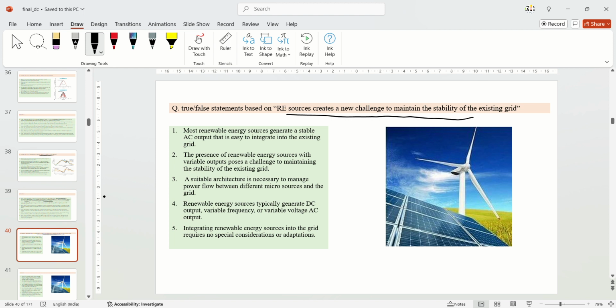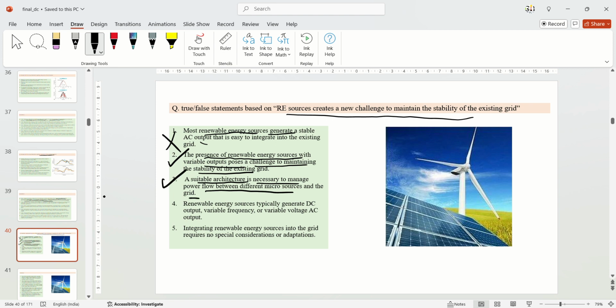Okay, let me give the solution for this question. It is not much complicated, but it seems complicated. This question is related to RE sources which create challenges in the systems. First statement, that most renewable energy sources generate a stable AC output, is false. Second statement, the presence of RE sources with variable output poses a challenge in maintaining the stability of a grid, is true. A suitable architecture is necessary to manage the power flow between the different micro sources in the grid. That is true.